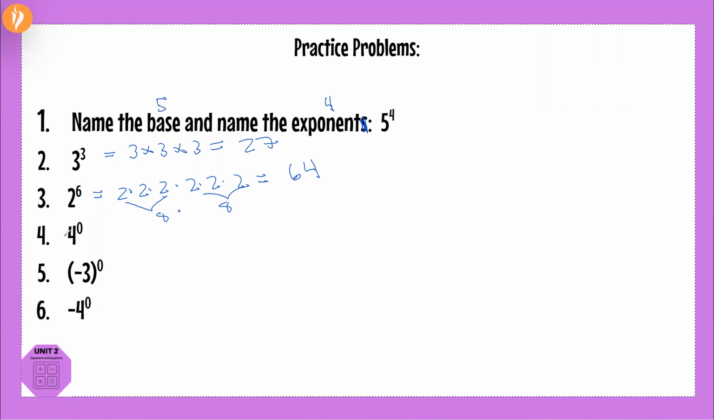All right, number 4, what is 4 raised to the power of 0? 4 raised to the power of 0 is 1. Number 5, we have negative 3 in parentheses raised to the 0 power, and our answer is 1. And number 6, we have negative 4 with no parentheses raised to the 0 power. It's going to be negative 1 because the negative sign is not in parentheses.